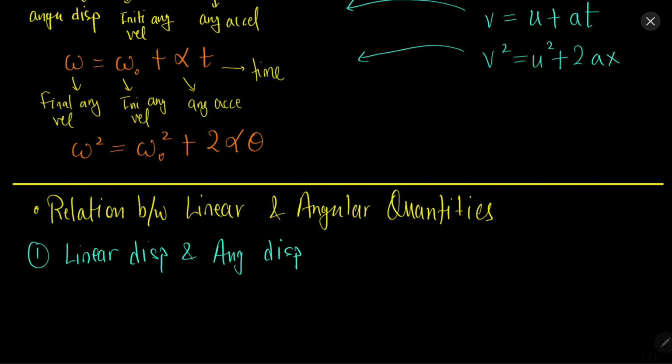When you solve this, you will find that the relation between linear displacement and angular displacement can be found out using this scenario. Let's say we have this circular motion, circular path. Let's say this is the axis.